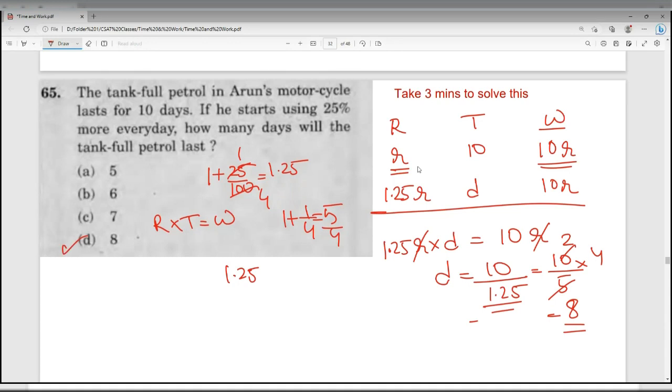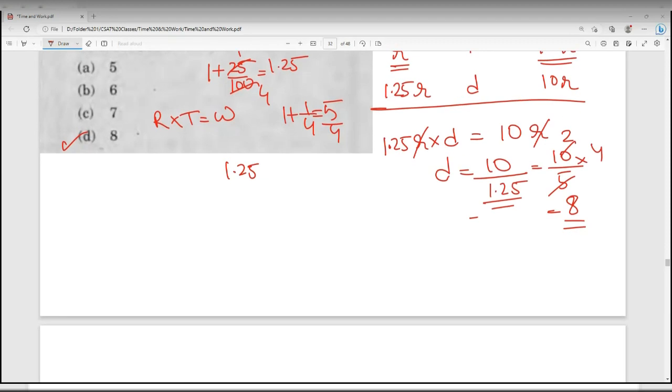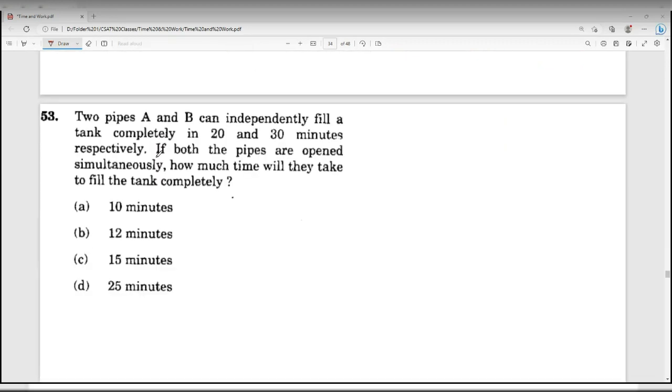So the correct answer is option D. I hope you have understood this. We'll solve one more question and we'll end the day here. So please take 3 minutes to solve this question.